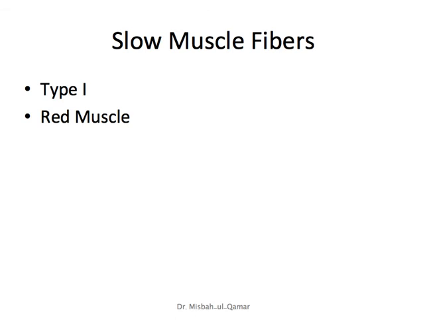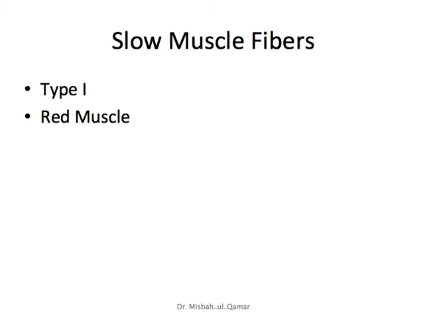Slow muscle fibers have greatly increased numbers of mitochondria to support the high levels of oxidative metabolism. And examples of slow muscle fibers are the soleus and the muscles of the back.